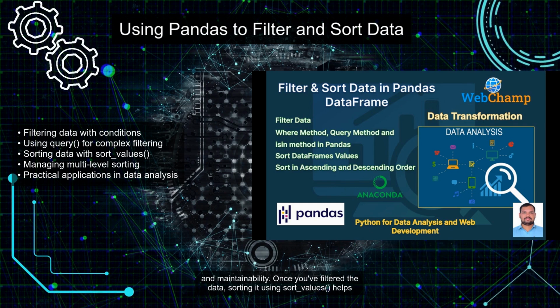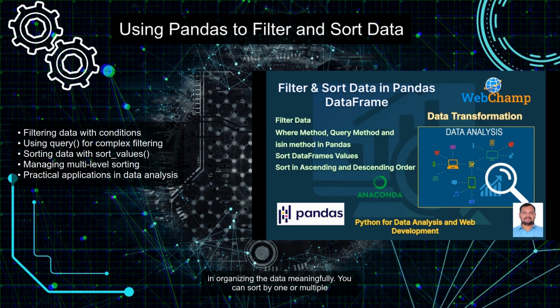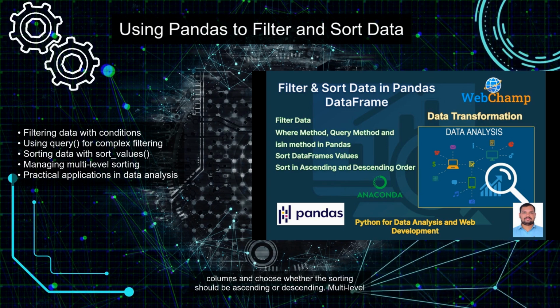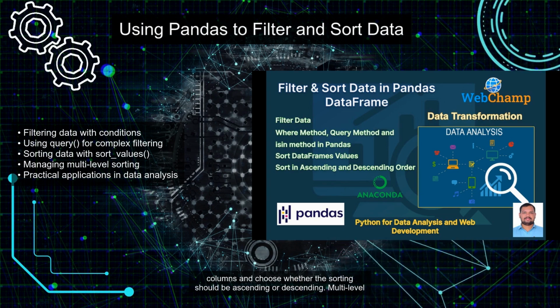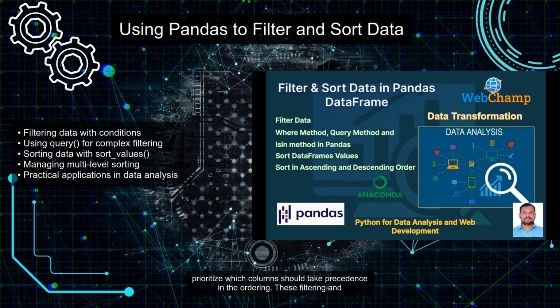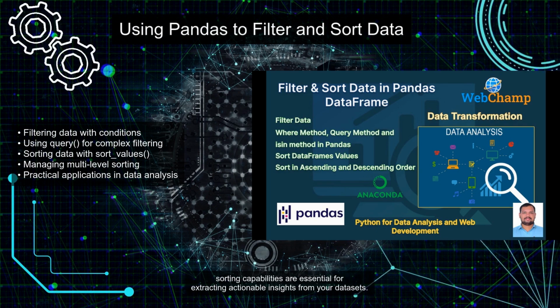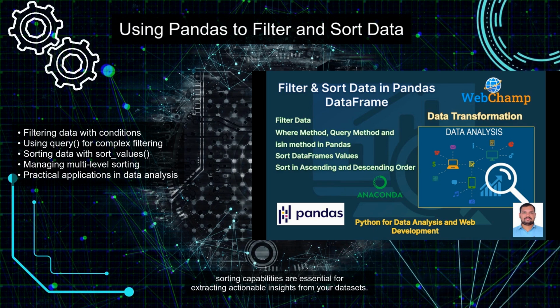Once you've filtered the data, sorting it using sort_values helps in organizing the data meaningfully. You can sort by one or multiple columns and choose whether the sorting should be ascending or descending. Multi-level sorting is particularly useful when dealing with hierarchical data, allowing you to prioritize which columns should take precedence in the ordering. These filtering and sorting capabilities are essential for extracting actionable insights from your datasets.